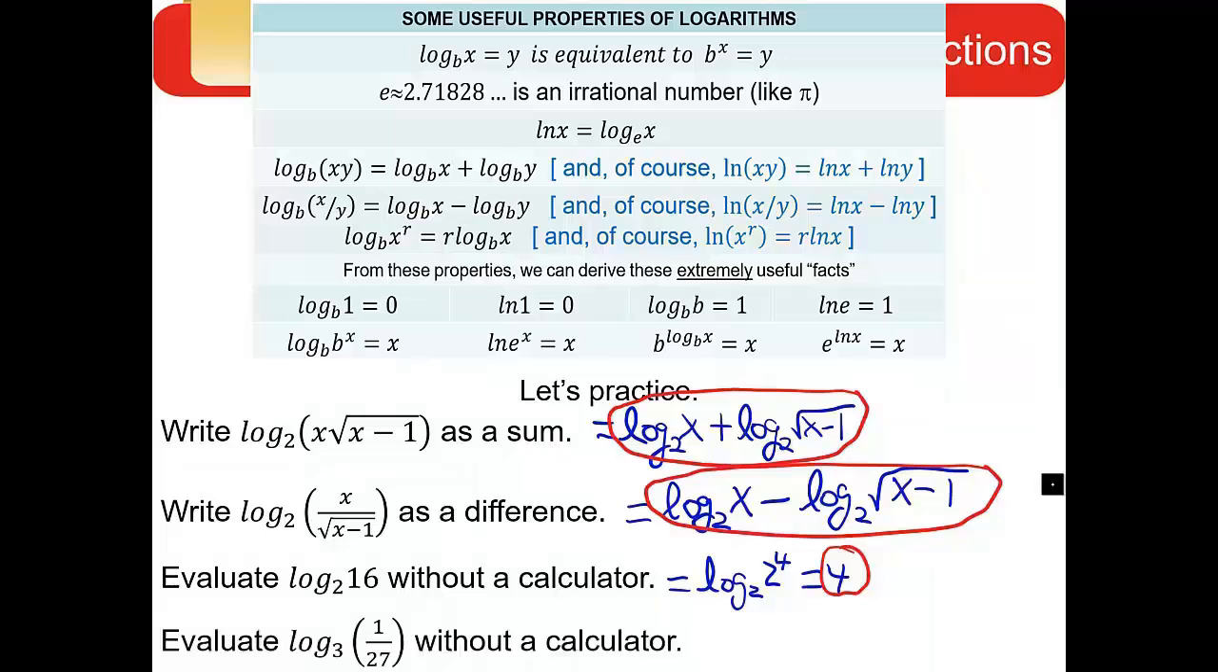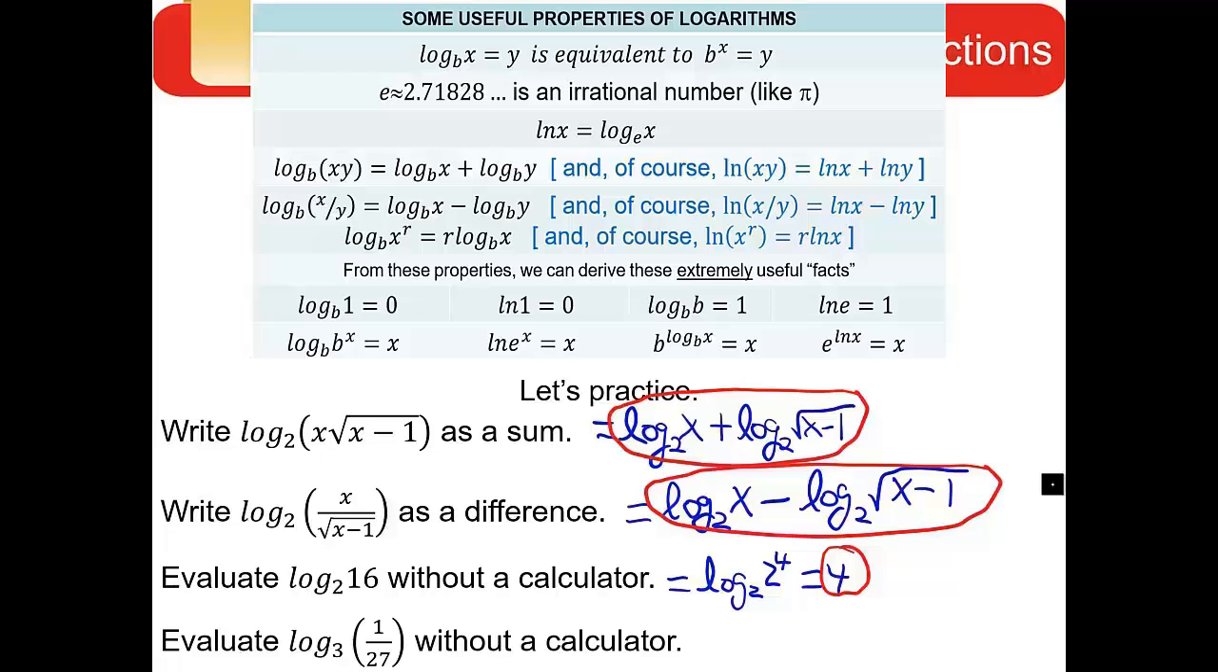How about this? Evaluate log of 1 over 27, base 3, without a calculator. Well, that's the log of a fraction. So you're probably going to suspect that, well, I could write it as a difference, and you could. There's actually a simpler way.